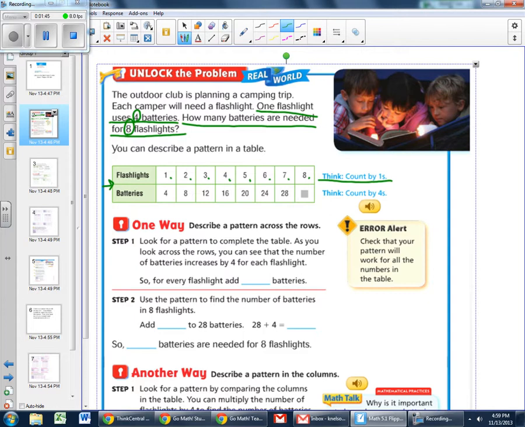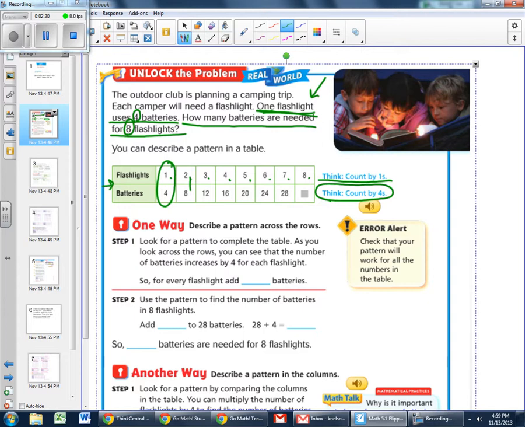On the bottom, since we know that one flashlight uses 4 batteries, we have to start with the one flashlight needing 4. By doubling that, you know that the second flashlight, to have 2, you would need 8 batteries. And to have 3 flashlights, you would need 12. So knowing that one flashlight, again, is taking 4 batteries, we know that we can count by 4s. Okay? So we looked for the patterns to complete the table.